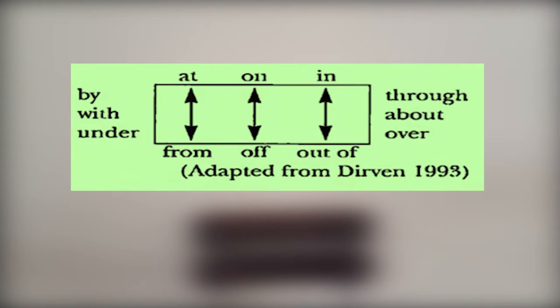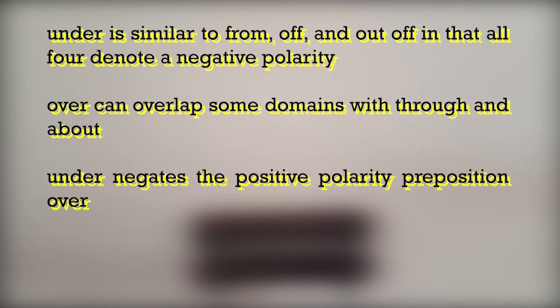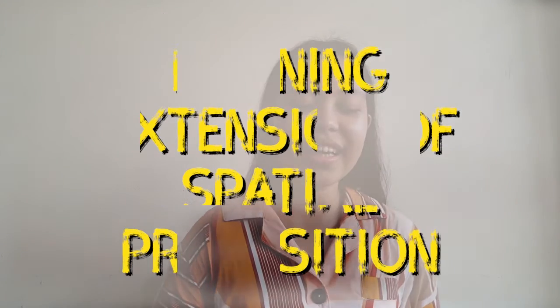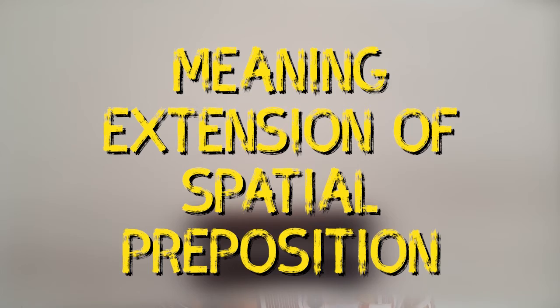More about under and over is that they don't fit as neatly as the other prepositions in the illustration. Under is similar to from, off, and out of, in that all four denote a negative polarity. On the other hand, over can overlap some domains with through and about, while under negates the positive polarity of preposition over.